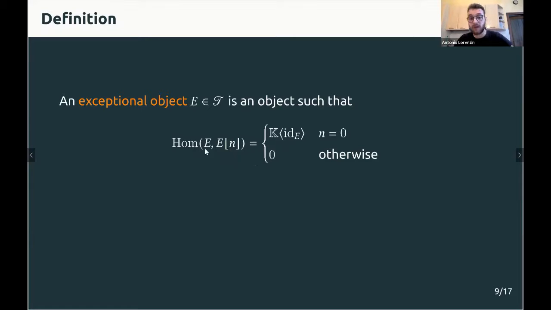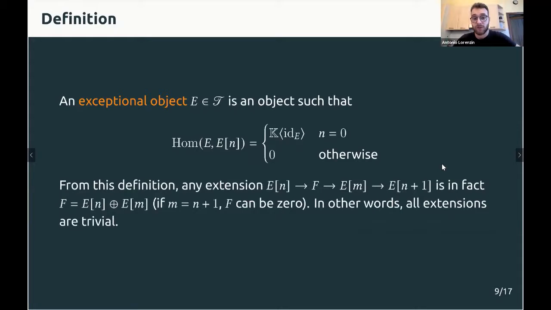We have that these objects don't talk to their shifts, unless, of course, we have n equal to 0, so then this shift is just the identity functor. And in that case, we are considering just the endomorphisms, and those are generated by the identity. From this definition, which may seem a little bit off, we don't really understand maybe what's going on. Well, the idea is that all the extensions we can create are actually direct sums of shifts of the exceptional object. So, in other words, all extensions are trivial. And here by extension, I mean just an object f sitting in a distinguished triangle, as you can see. Okay.